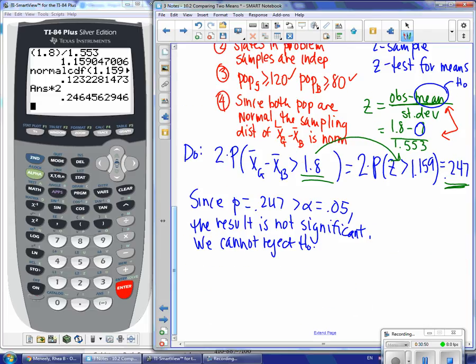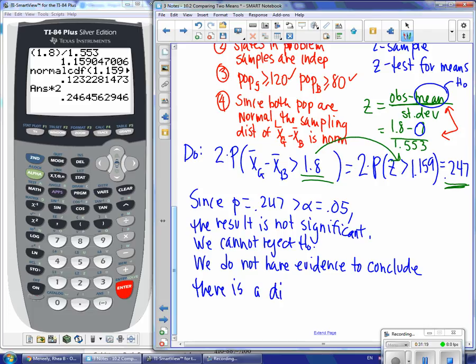Okay, now the very last thing you want to do is make sure that your conclusion is in terms of the alternative hypothesis and also in context. So basically what that means is we do not have evidence, and now we're talking about a conclusion, not an assumption anymore. So we do not have evidence to conclude that there is a difference in the mean height of 10-year-old girls and boys.